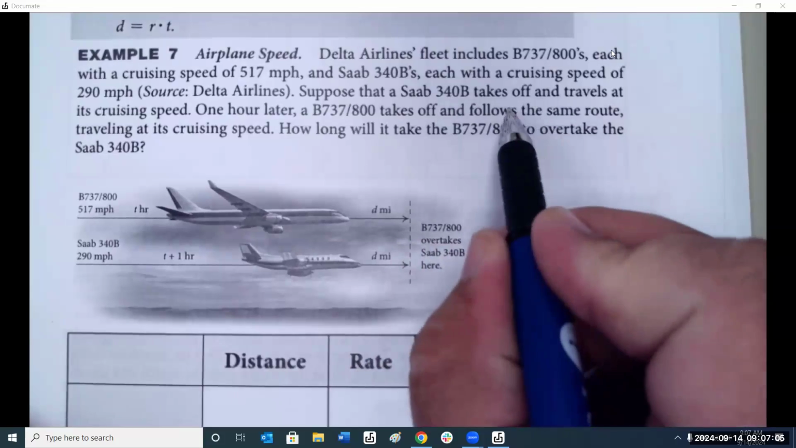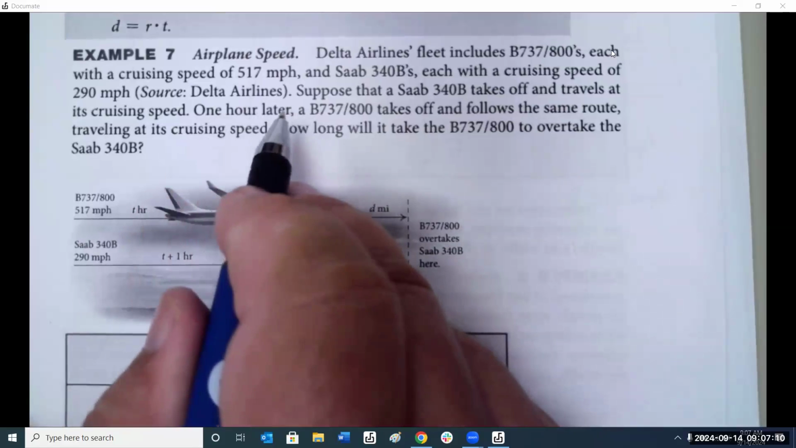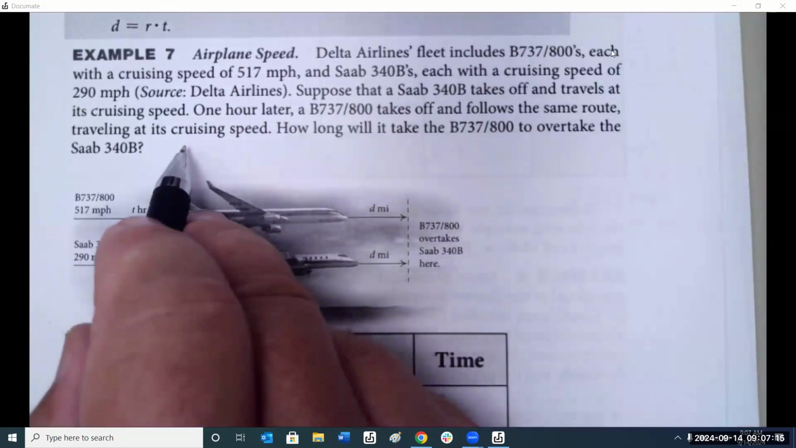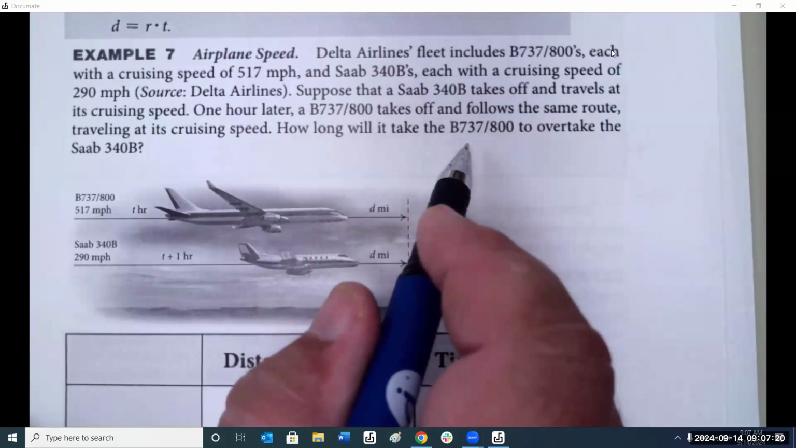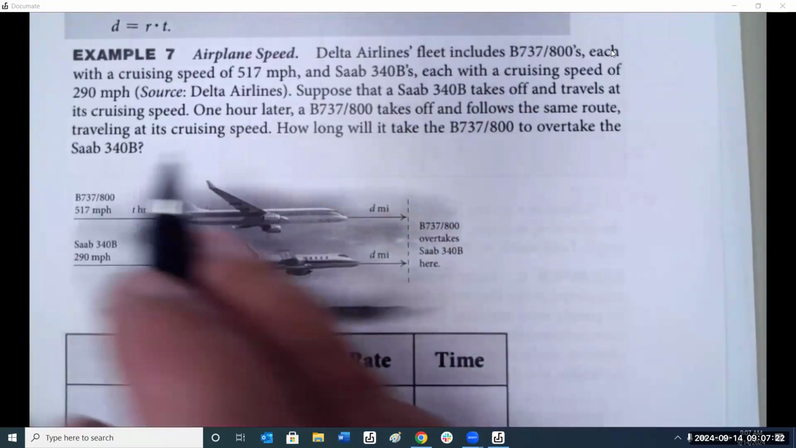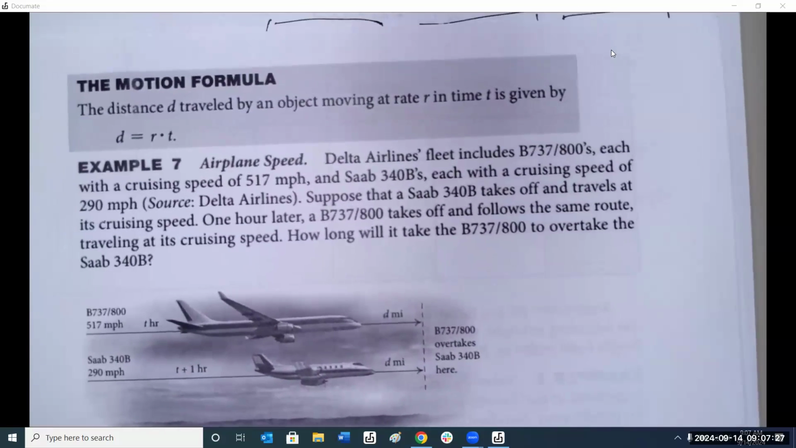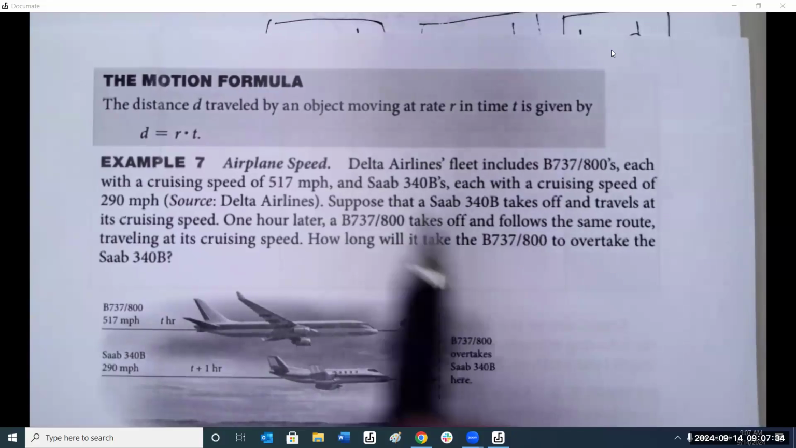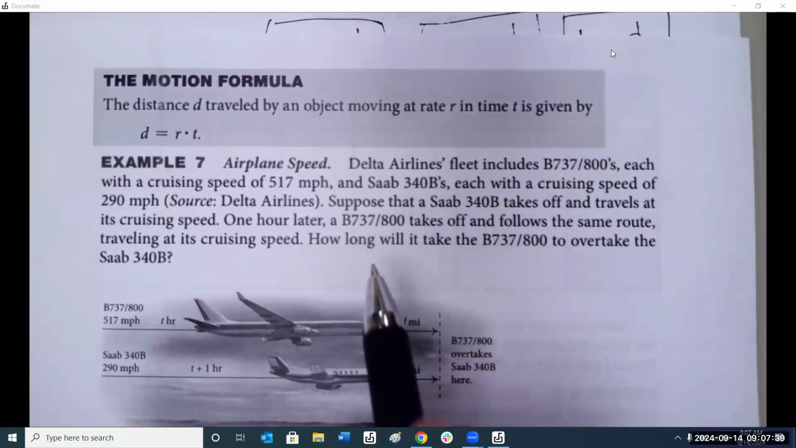Suppose that the Saab takes off and travels at its cruising speed. Then 1 hour later, the Boeing 737 takes off following the same route and traveling at its cruising speed. How long will it take the 737 to overtake the Saab? So what exactly is this one looking for? How long? So is that D, R, or T? T. So we're solving for T here.